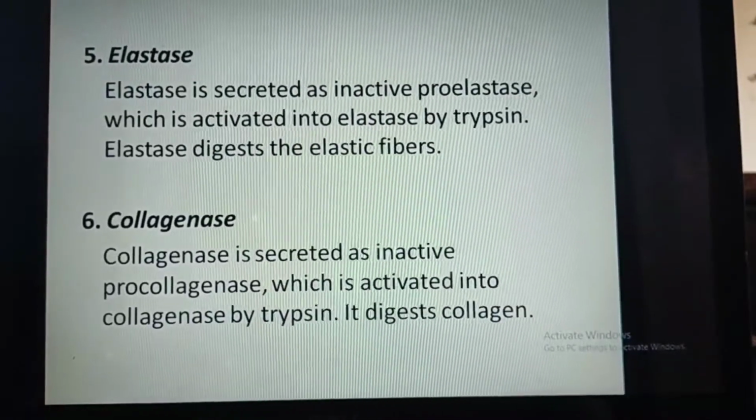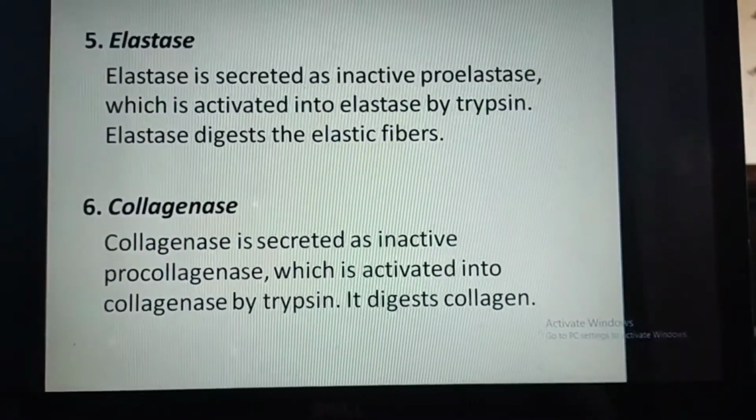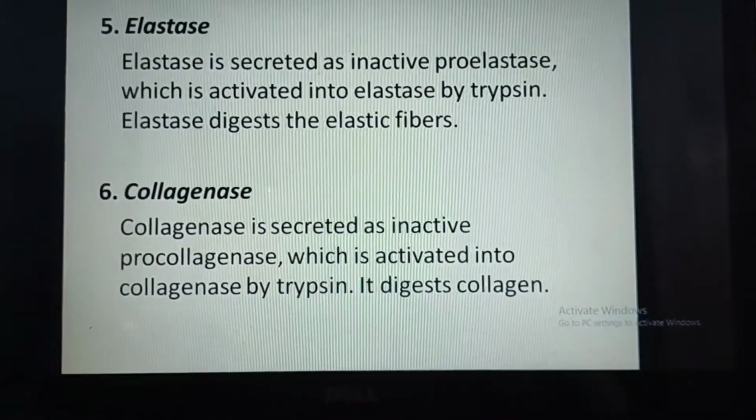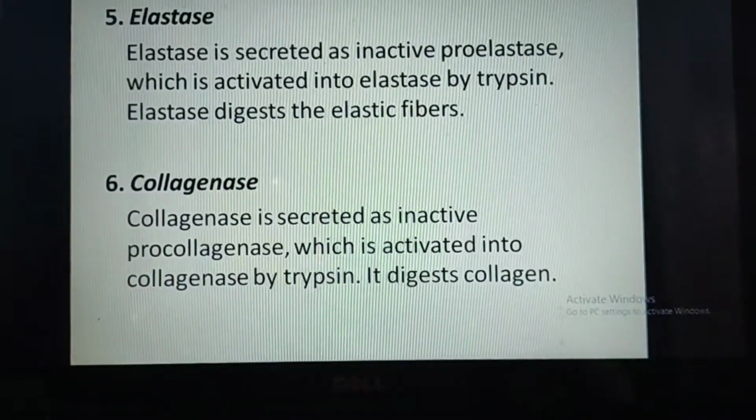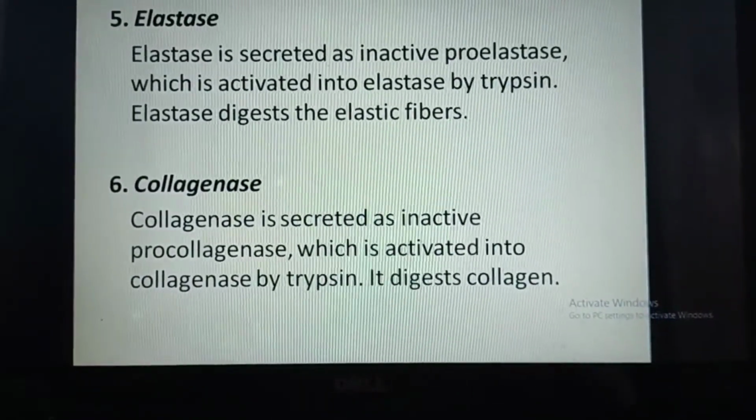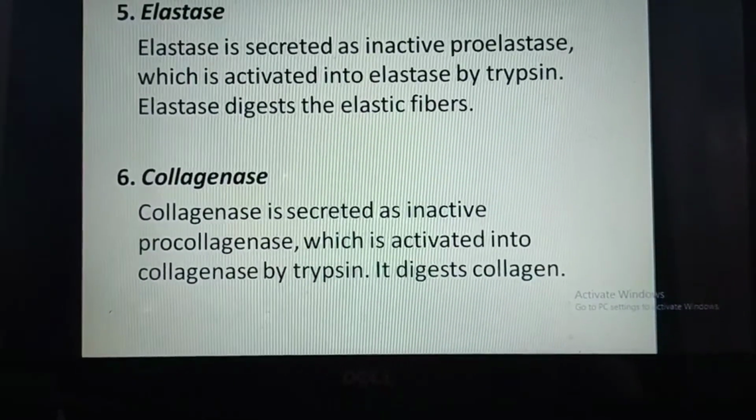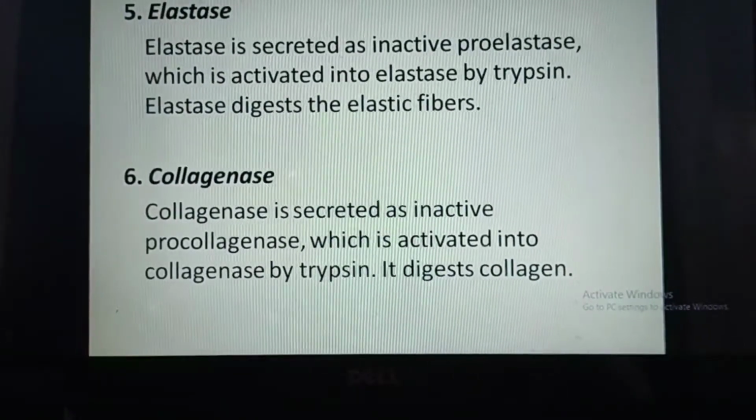Elastase. Elastase is secreted as inactive proelastase, which is activated into elastase by trypsin. Elastase digests elastic fibers. Collagenase. Collagenase is secreted as inactive procollagenase, which is activated into collagenase by trypsin, and it digests the collagen.